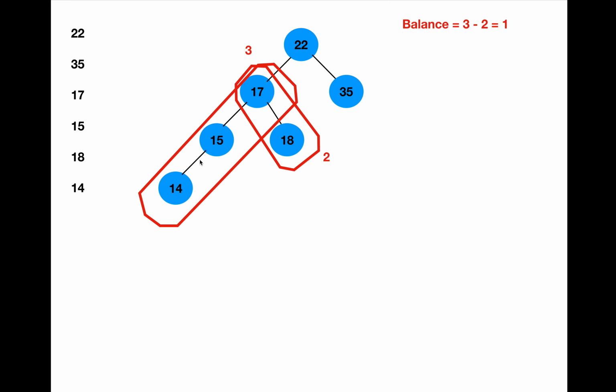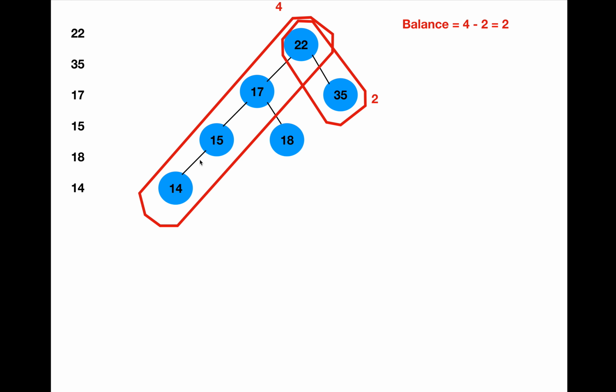Here we have on the left a height of 3, on the right a height of 2. 3 minus 2 is 1, so that's balanced. And then we look at node 22, which happens to be the root node for this whole tree. It says that on the left it has a height of 4, but on the right it has a height of 2. So 4 minus 2 is 2. And whenever we get a difference in balances greater than 1, then we have an imbalanced tree at that node. So this node needs to fix itself.